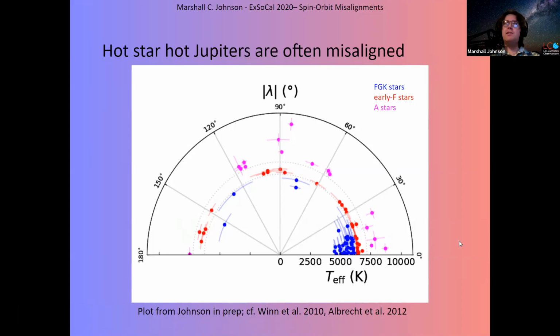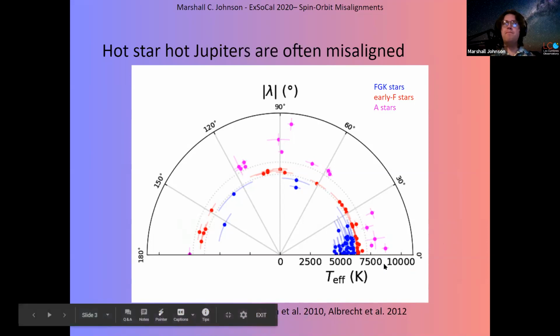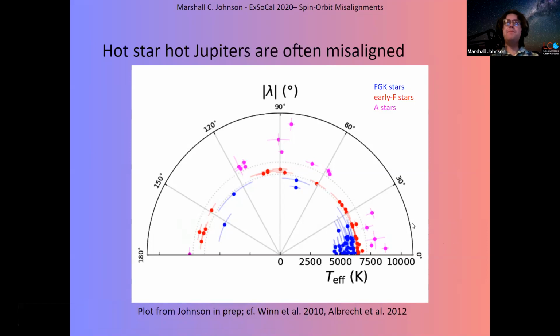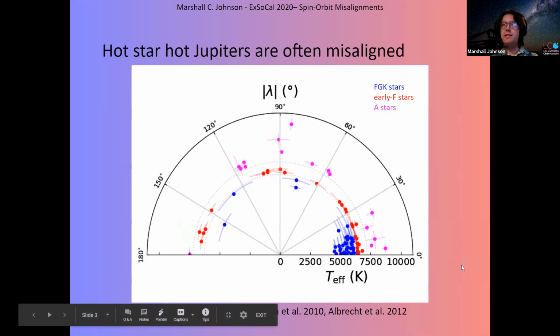This pattern is thought to be due in large part to tides. Planets around cooler stars are able to quickly damp out misaligned orbits, whereas those around hotter stars aren't. However, it's still unclear how these misaligned orbits are produced in the first place.